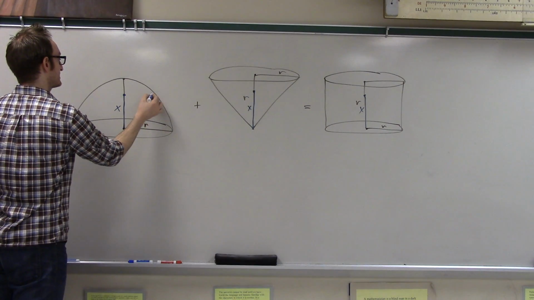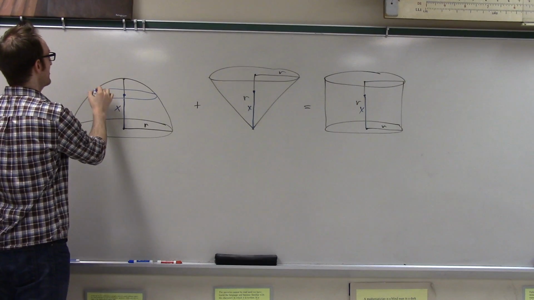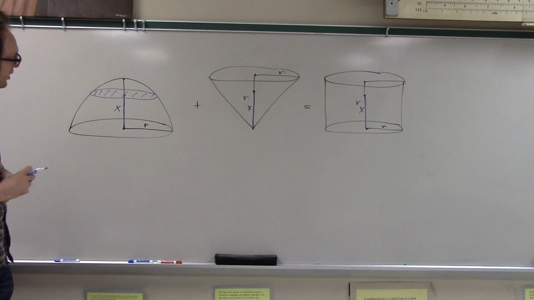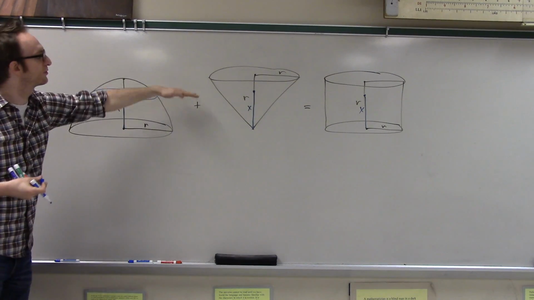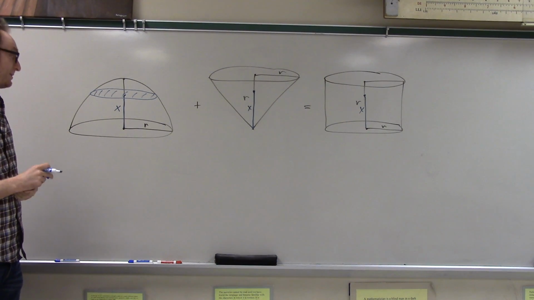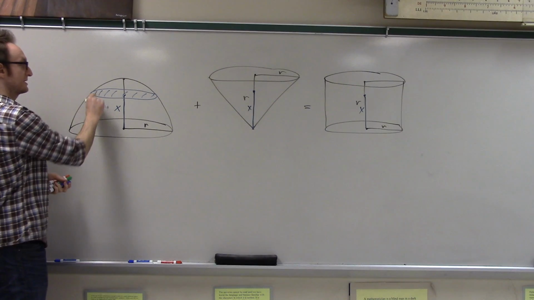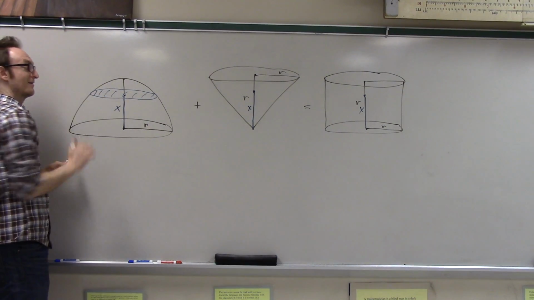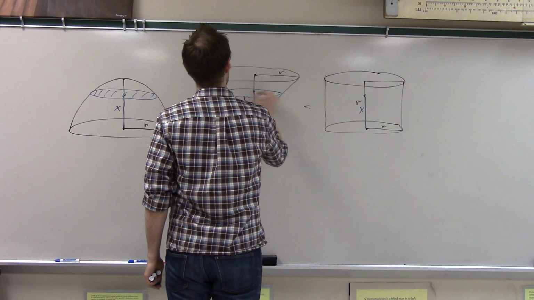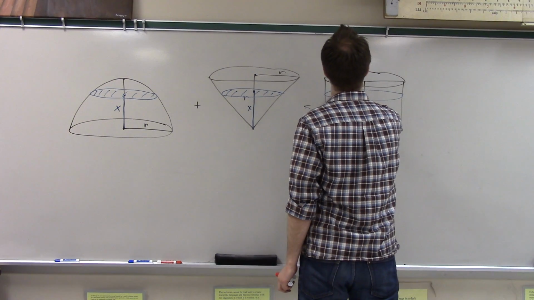And when I say take a slice, what I really mean is I'm going to find the area of the circle formed by passing a plane through the hemisphere at a height x units above the equator. And the volume of that infinitely thin slice is just going to be the area of that circle. And I'll do the same thing over here, and I'll do the same thing over here.